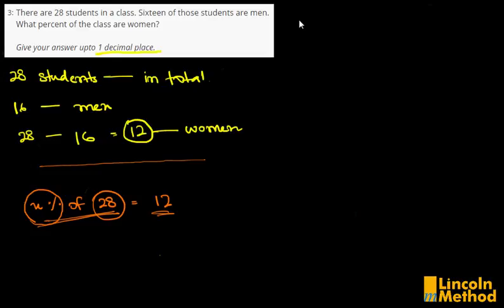So knowing that X percent is the same as X over 100, we can write a percentage as a fraction with denominator 100. So X percent is the same as X over 100, and this "of" that we have written here can be converted or replaced by a multiplication sign. So we have X over 100 multiplied by the total number of students, which equals the number of women in the class.